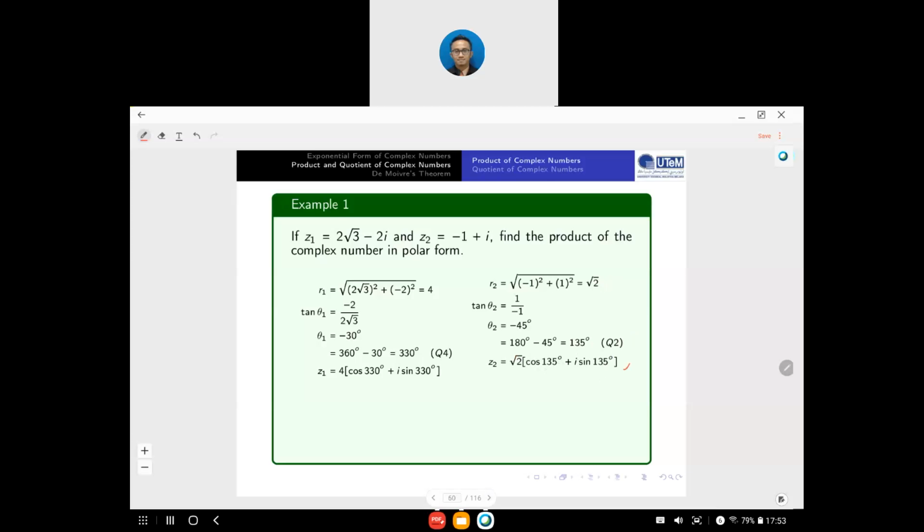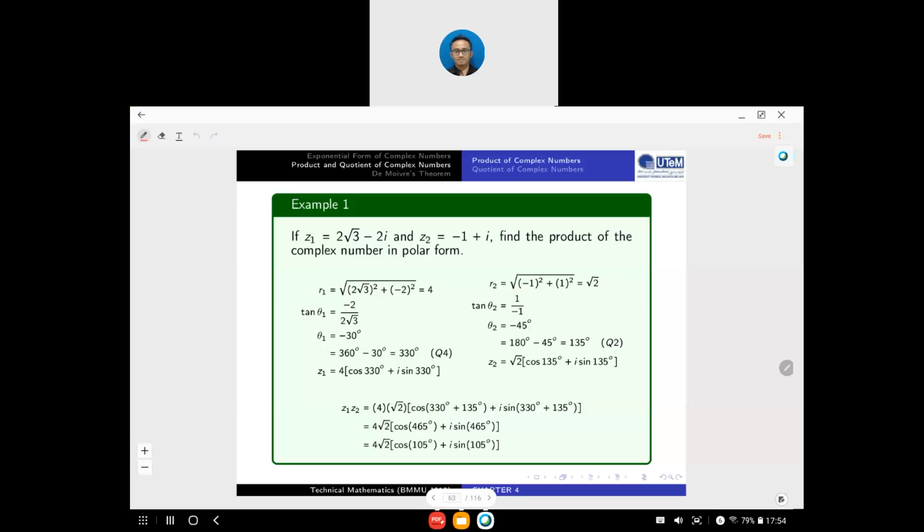And then you want to find Z1 times Z2. So you can get R times R, 4 times root 2, and then for the angle, get the summation, 330 plus 135. For sine also the same thing, 330 plus 135. So you can get 465. And then simplify this one, so you can get 105, because this is more than 360 degrees.